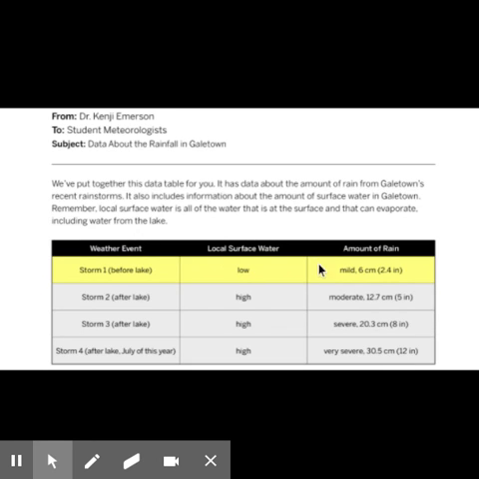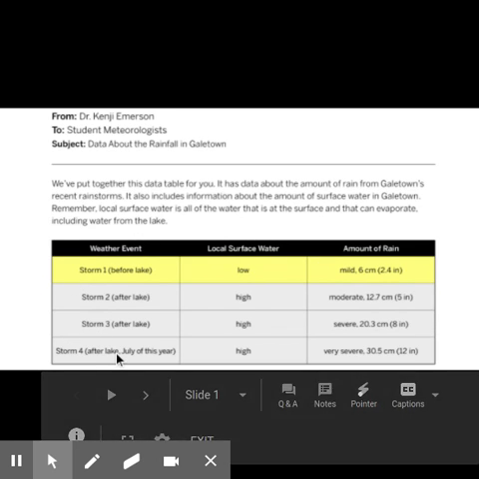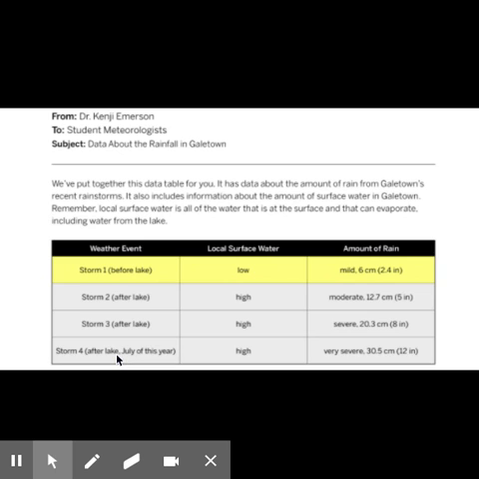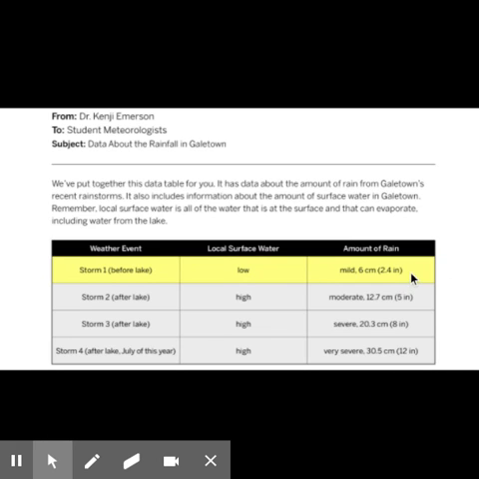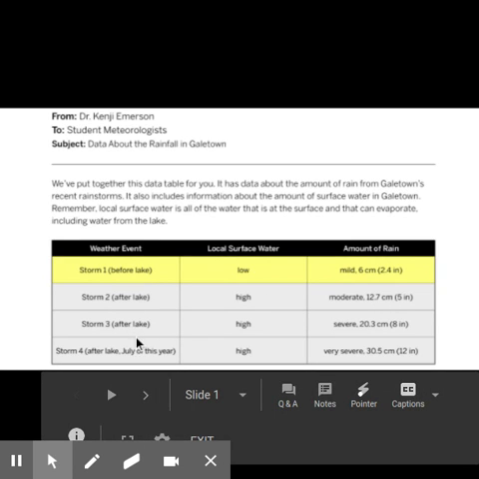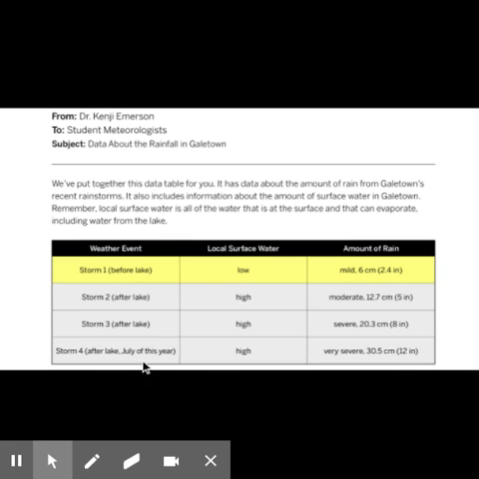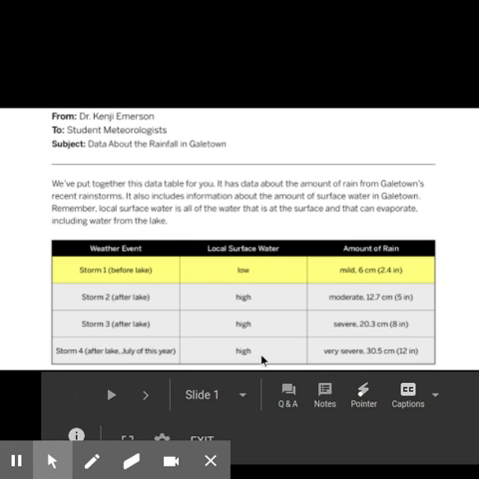So we have our 4 different storms recorded, and we can see storm 1, this is before the lake, had very little surface water, mild rain. Storm 2, now the lake's been put in, has high surface water, moderate rain. Storm 3, again after the lake, high amount of surface water, now that we have that lake there, and severe rain. Finally, storm 4, again after the lake, has high surface water and very severe rain.